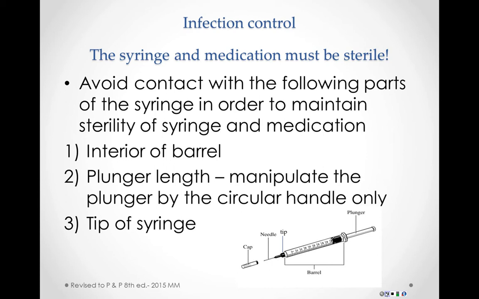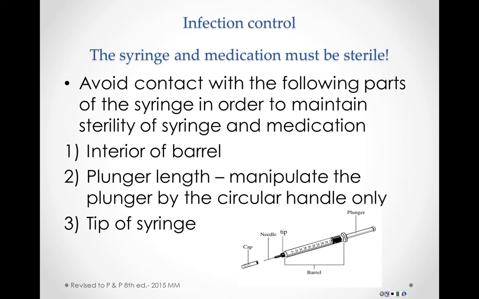Injections are invasive. As a result, strict sterile technique must be upheld when preparing and administering injections to prevent infection. Contamination can occur in several ways. In regards to the syringe, keep these principles in mind. In the package, the syringe is sterile. The sterile integrity of the following parts of the syringe must be maintained to prevent contamination of the medication: the interior of the barrel where the medication will be, the plunger length, and the tip of the syringe where the needle is attached.